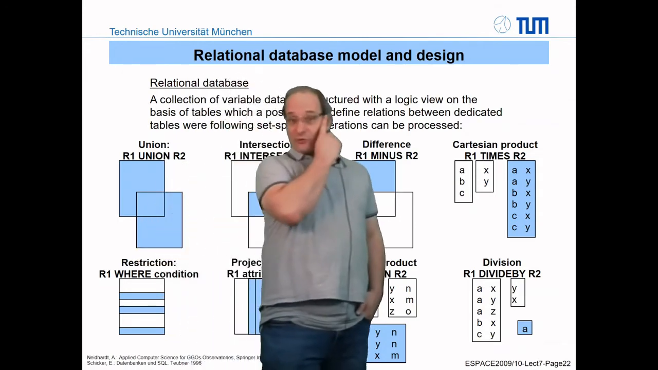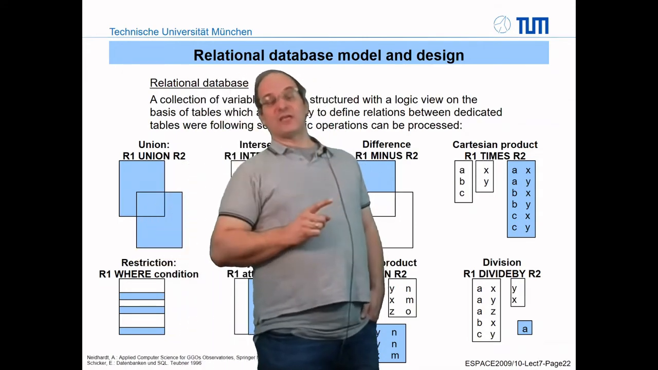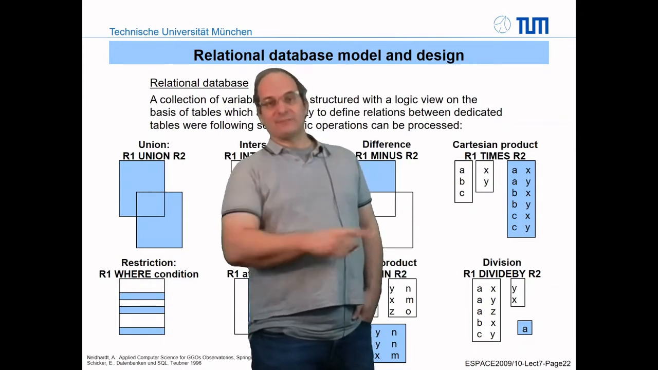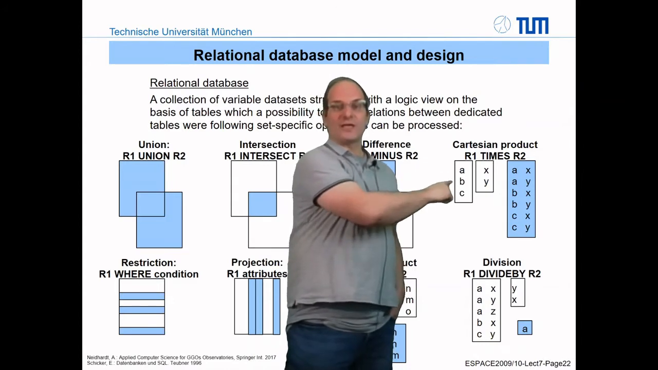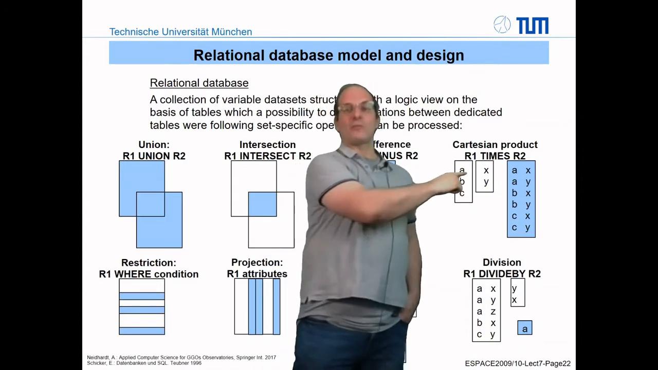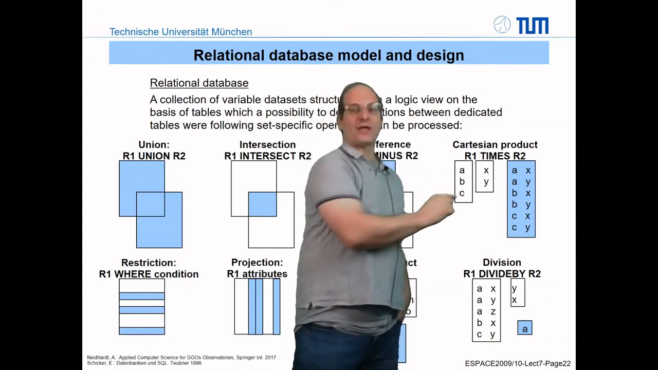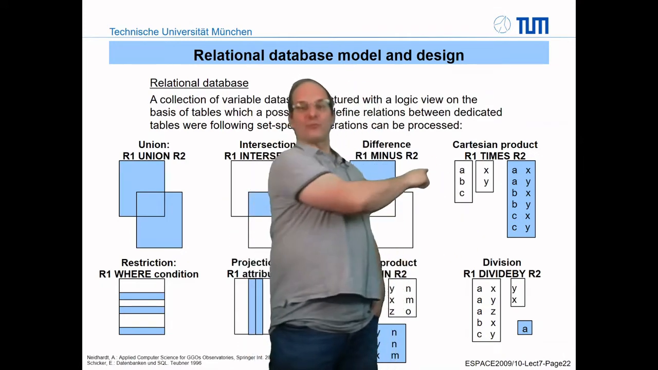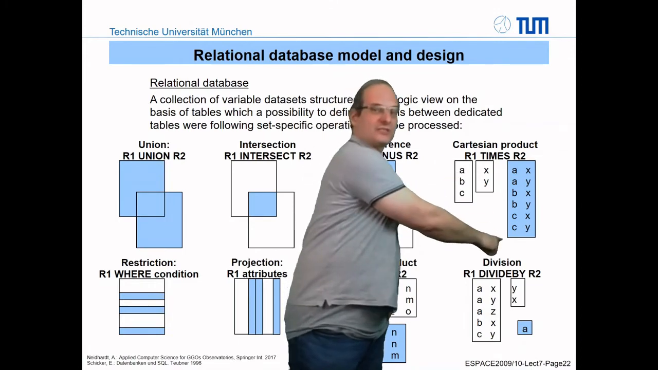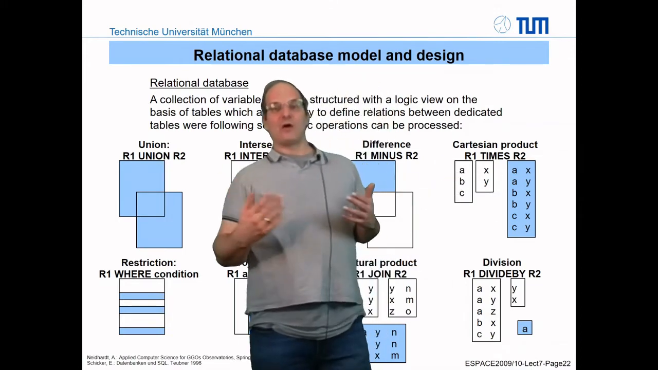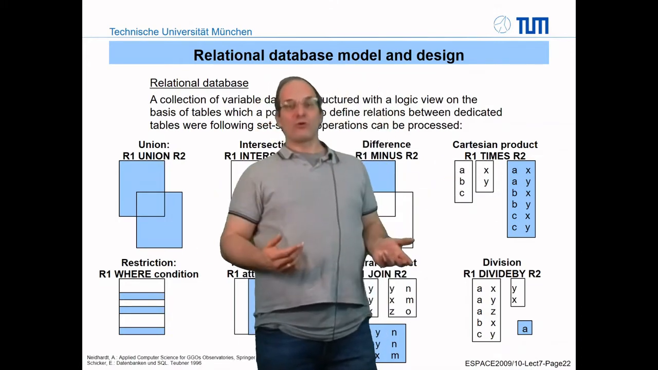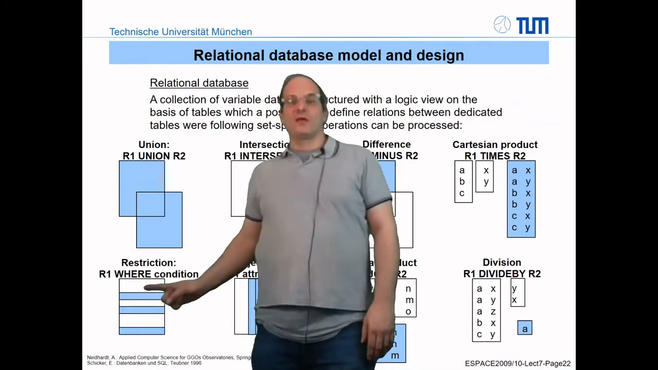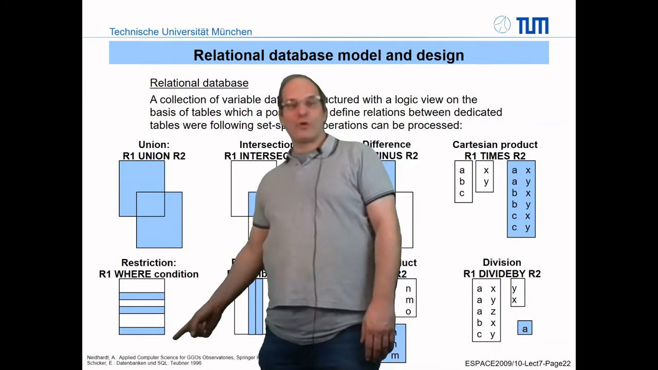The Cartesian product is also sometimes used in relational databases. So you have a dataset 1 and a dataset 2, and you make all combinations. So AX, AY, BX, BY, CX, CY. So that the resulting Cartesian product here is now a result of all combinations. Sometimes used. Very often used is the where condition.